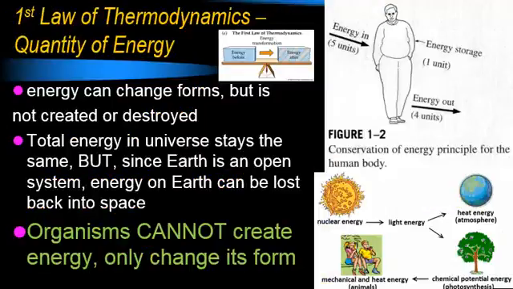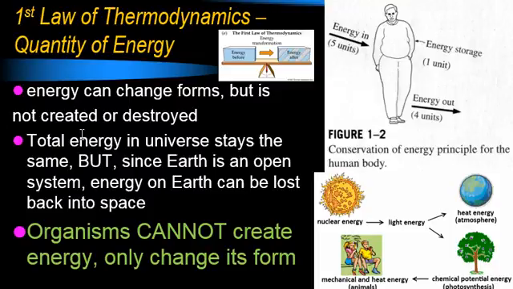So you read about these rules last night, and the first rule, or the first law of what we call thermodynamics, has to do with the quantity of energy. So this is basically saying that energy can change forms, but it can't ever be created or destroyed. It's not going to come out of nowhere. It's not going to just disappear. Now, this is true for the universe. The total energy in the universe is going to stay the same.